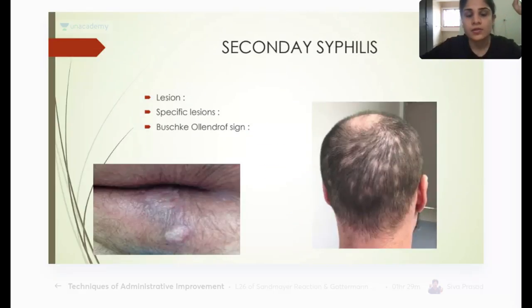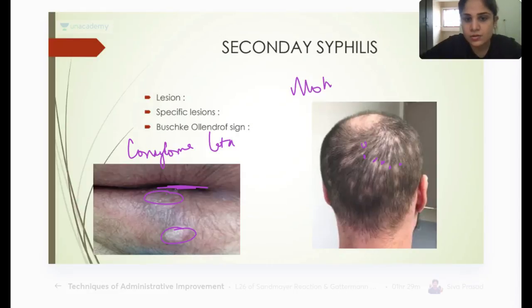Okay, all right. So that was the lesion for primary syphilis. For secondary syphilis, can you tell me what the lesion is? This is the gluteal cleft of the patient and you can see these lesions over here. So what is it called? Gamma? No. This is called condyloma lata. And you are seeing this kind of alopecia, small patterns of hair loss. This is called moth-eaten alopecia.